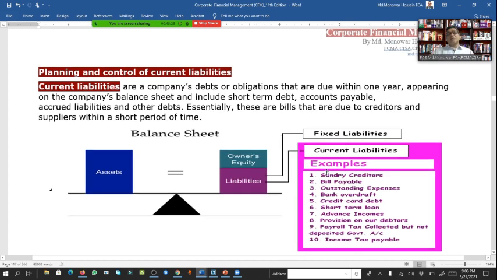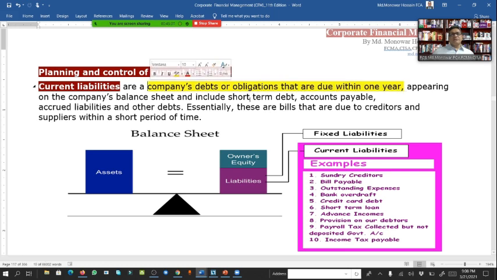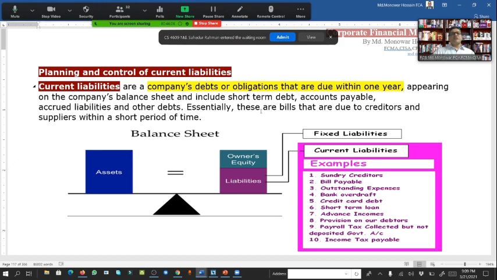So current liability is the company's debts or obligations that are due within 1 year. We know current liability is also part of working capital, like current assets. That means one is a current asset, another is a current liability. Liability is an obligation, appearing on the company's balance sheet, including short-term debt, accounts payable, accrued liability, and other debts payable. Essentially, these are bills that are due to creditors and suppliers within a short period of time.